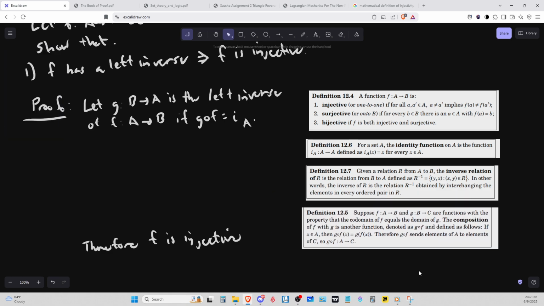There we go. Okay, so suppose that f from A to B and g from B to C are functions with the property that the codomain of f equals the domain of g. The composition of f with g is another function, which therefore sends the elements of A to elements of C. Okay.